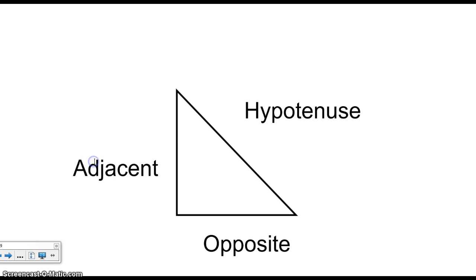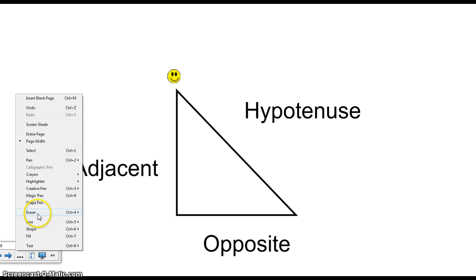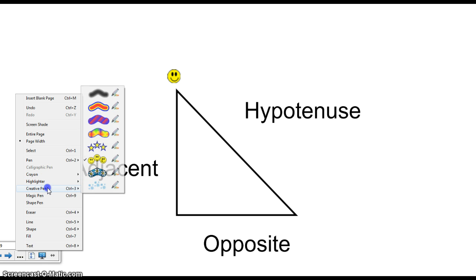When we have the opposite side on the lower half of the triangle, we need to make sure that we are talking about the triangle from the perspective of the smiley face. So the side opposite the smiley face is the one that it would be looking at. The adjacent side is the one that would connect at that vertex. And the hypotenuse will always be the side across from the right angle.